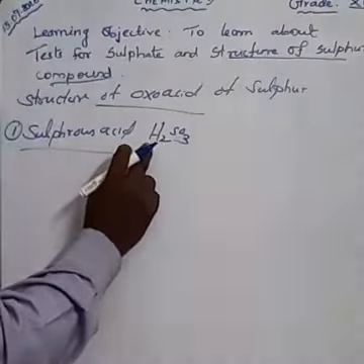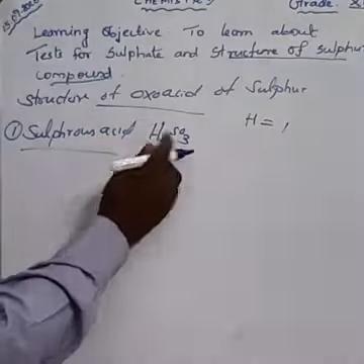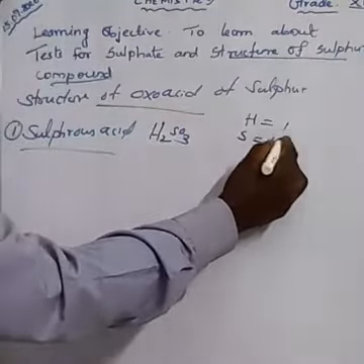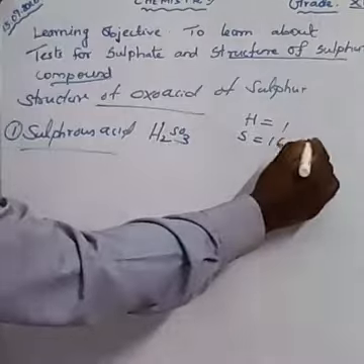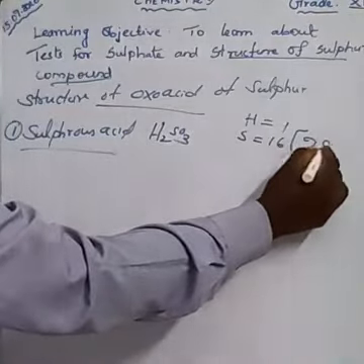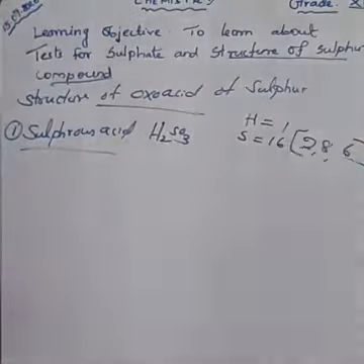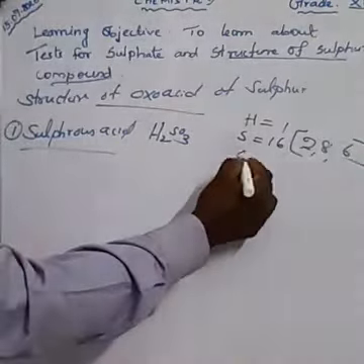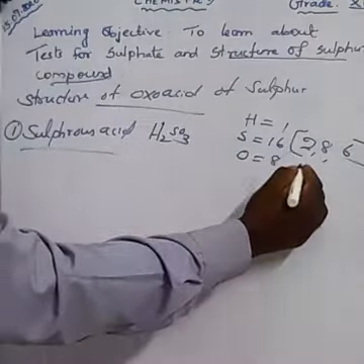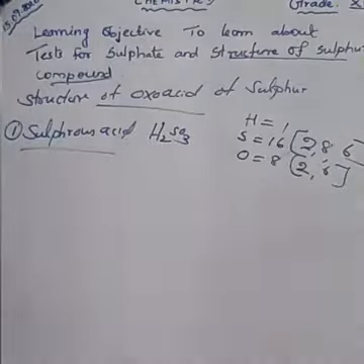Here, the atomic number of hydrogen is 1. The atomic number of sulfur is 16. The first shell can accommodate 2 electrons, the second shell 8 electrons, and the third shell the remaining 6 electrons. Oxygen atomic number is 8. The first shell can accommodate 2 electrons, the second shell the remaining 6 electrons.